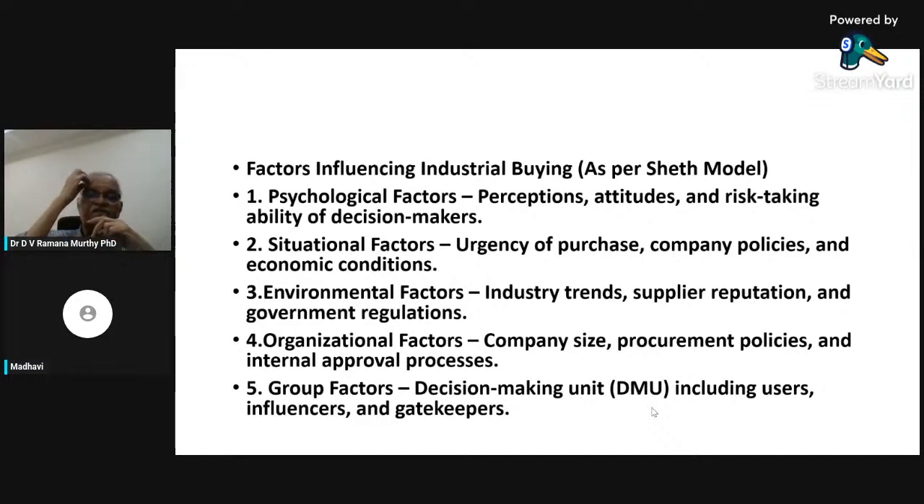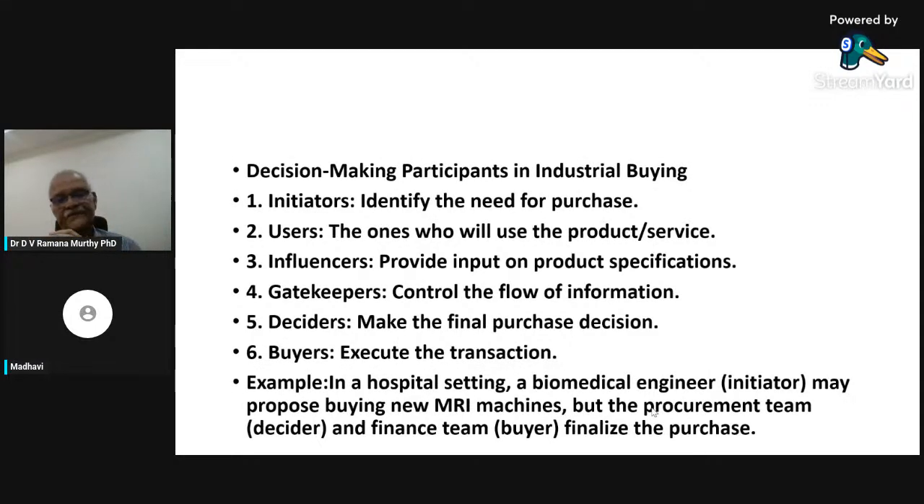So the factors influencing industrial buying decisions as per Seth model are psychological factors, situational factors, environmental factors, organizational factors, and the group factors. So let us examine again decision making participants in industrial buying.